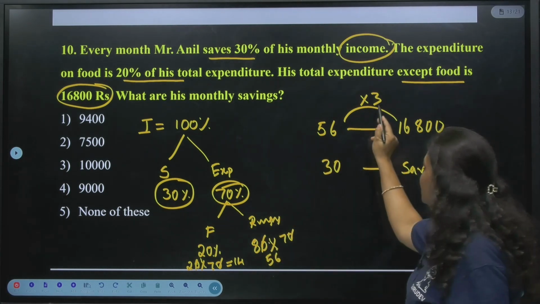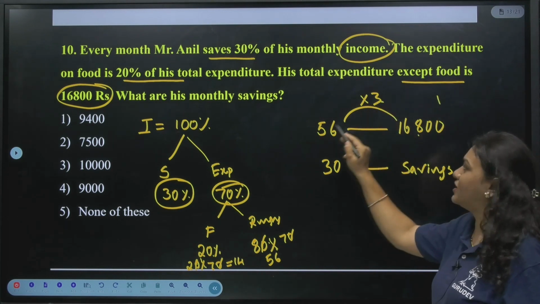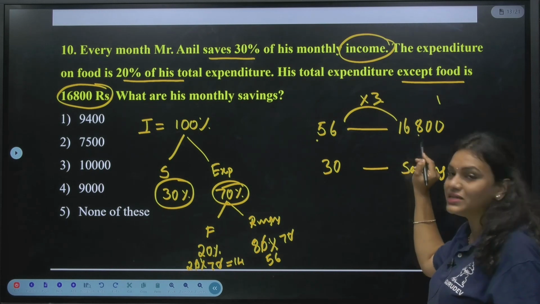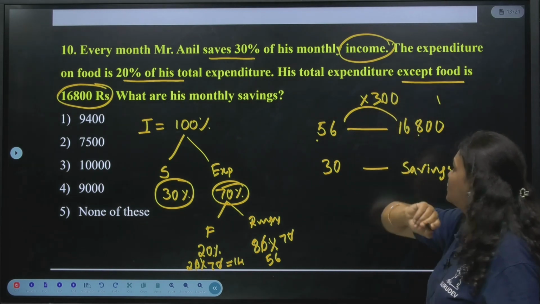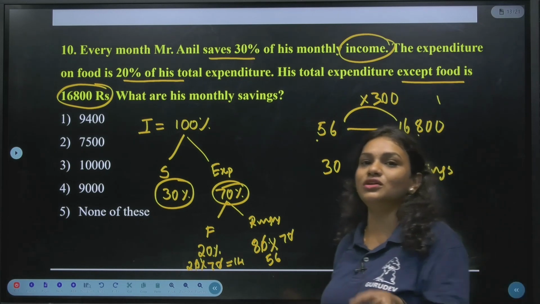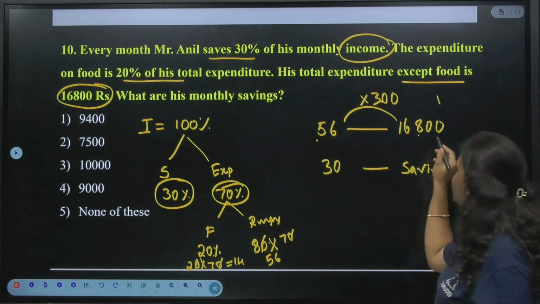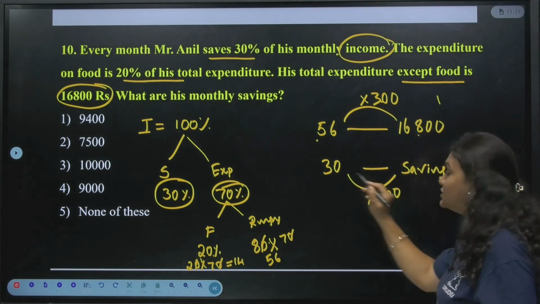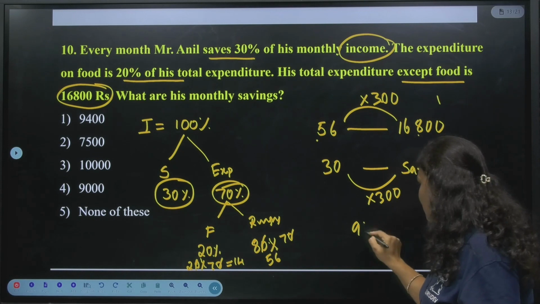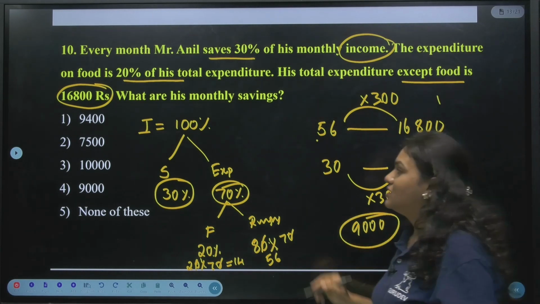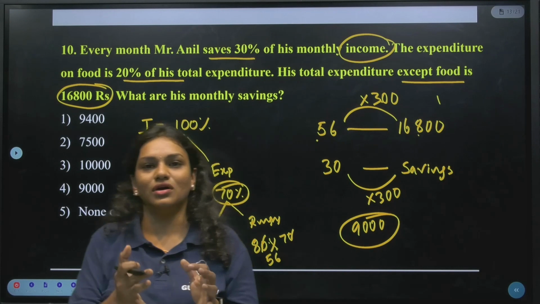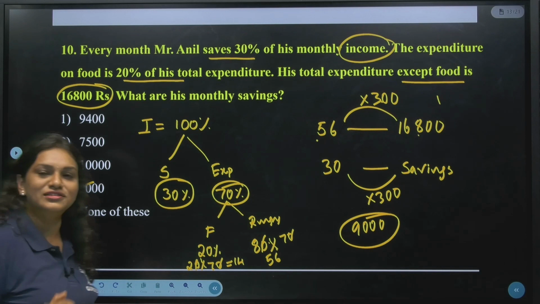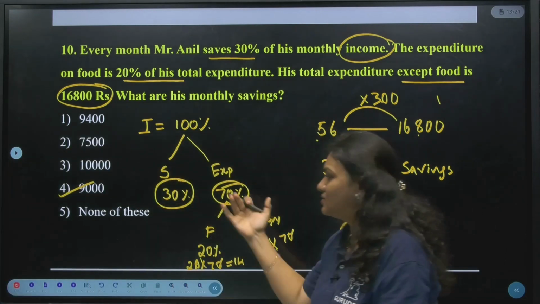If not, you just check here. 3 6s are 18, 1 carry, 3 5s are 15. 15 plus 1 is how much? 16. So 56 3s are 168, and along with 2 zeros, 56 into 300 is how much? 16,800. So whatever you have multiplied, similarly multiply here: 30 into 300 is how much? 9,000, which is nothing but the amount he has saved out of the income he is getting. It is 9,000 rupees. So the right option for this is what? Fourth option, which is 9,000.